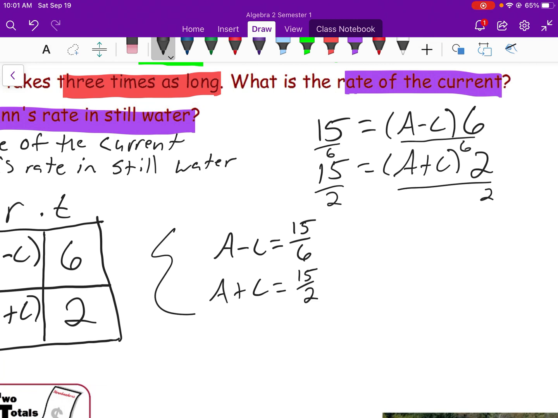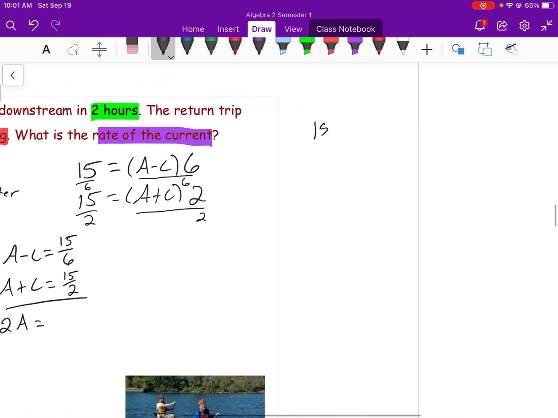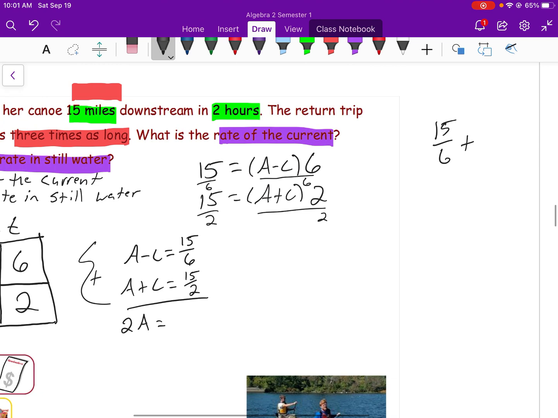Okay, imagine this is our system here. The method I'm going to use at this point is elimination. I see that the C variables are opposites, so when we add those up, the C's go away, and we're left with 2A equals 15/6 plus 15/2. Okay, we need a common denominator. So to find the equivalent fraction for 15/2, I'd multiply both top and bottom by 3.